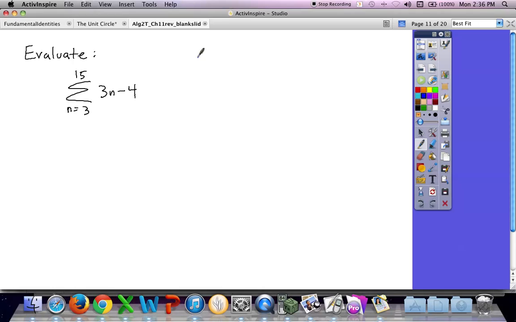So we can use this formula, Sn equals n over 2 times a1 plus an.